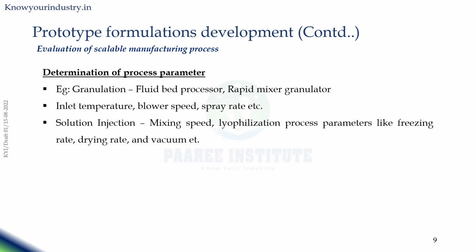Determination of process parameters. We have discussed a few parameters in the previous slides. What parameters should be considered for granulations, fluid bed processors, and rapid mixer granulators? Basically, the inlet temperature, blower speed, and spray rate should be considered. For solutions for injections, mixing speed, and lyophilization process parameters like freezing rate, drying rate, vacuum, etc. should be considered. Here are just some examples we have presented. It is case by case; with respect to the process or dosage form, these parameters vary accordingly.